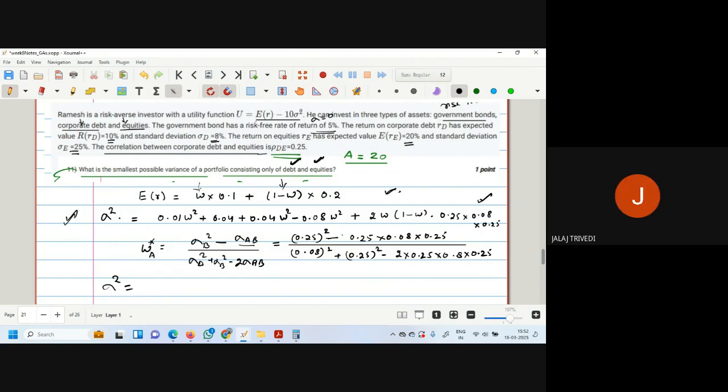Just one question. What was the difference between this formula? This is the standard formula that we have for the minimum variance portfolio, and the other formula is the one with A in it. There, the utility function is given and we try to maximize the utility. So we are finding the W star to maximize the utility. Here we are finding the W star which is minimizing the variance. Okay.